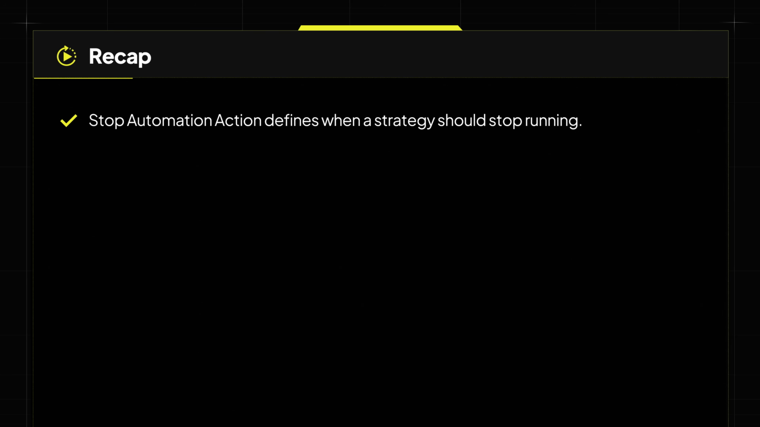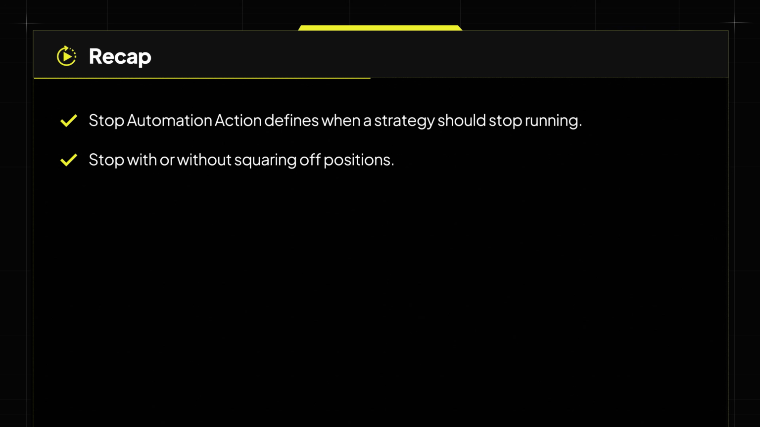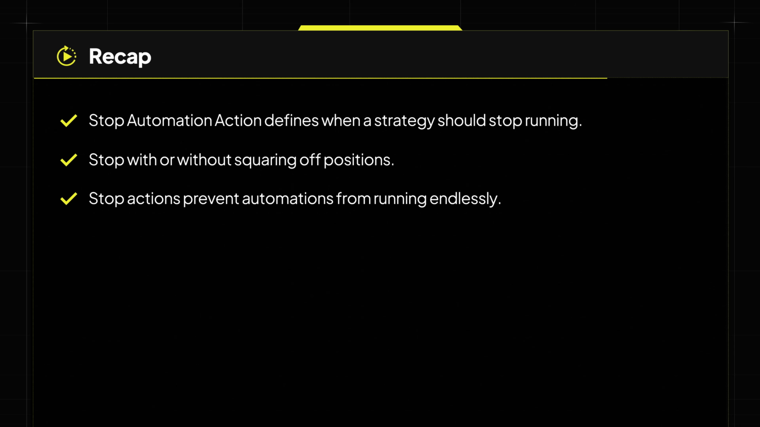Let's recap. Stop automation action defines when a strategy should stop running. It can stop the automation with or without squaring off positions, either for the entire portfolio or only positions created by that automation. Defining stop actions is critical to prevent automations from running indefinitely.